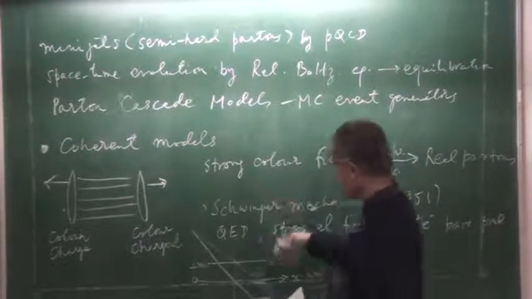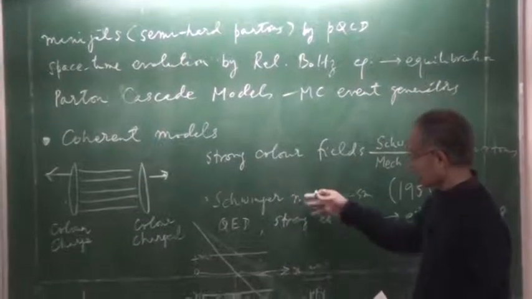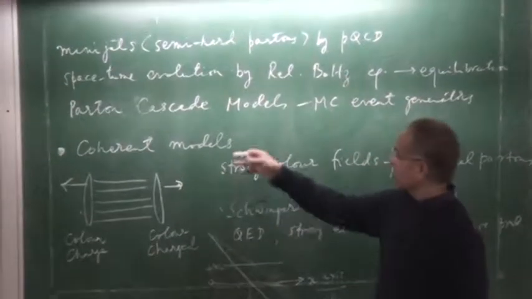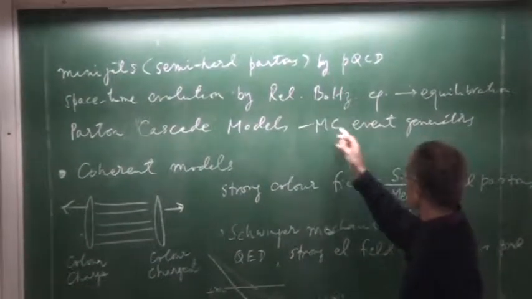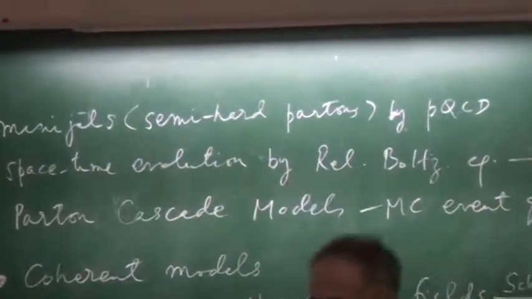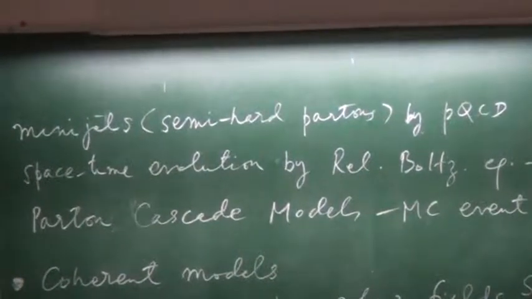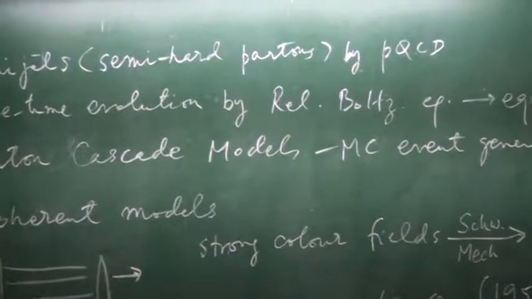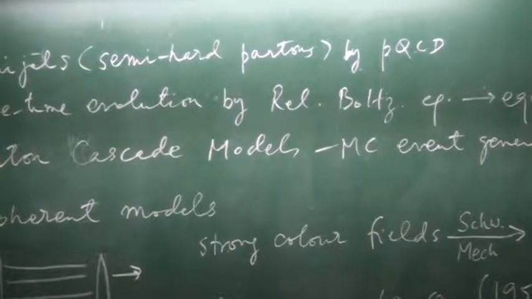And now once you have these quark-antiquark pairs produced, then the subsequent evolution is as per the relativistic Boltzmann equation, and that also leads to equilibration. So these are the two classes of models of equilibrium stage and thermalization.